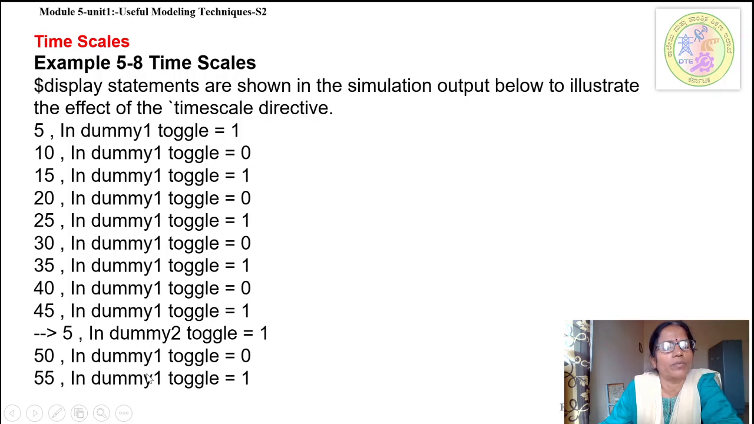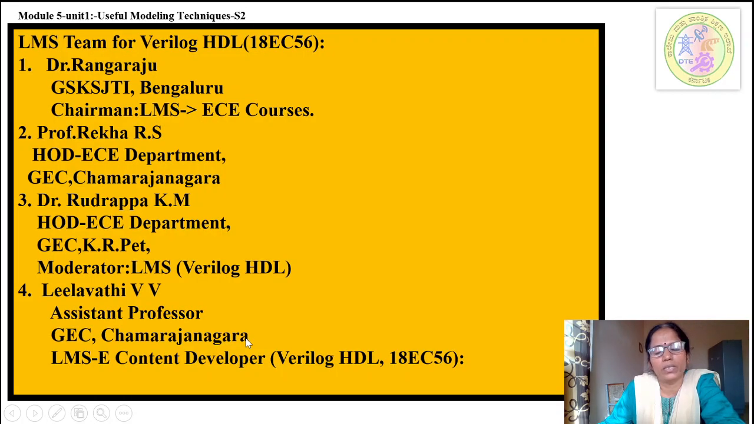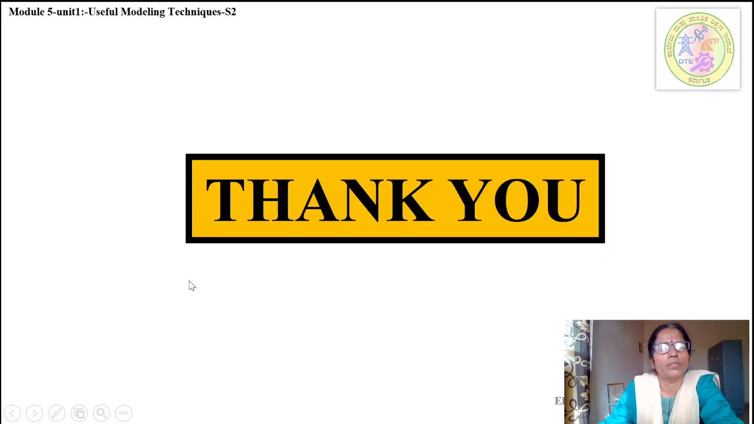So it will be counting forever, since we have taken it that way, and for every 10th execution the dummy2 is going to toggle, and the output it is going to display. So this is how time scale is going to be defined. Okay, this is the end of this session.